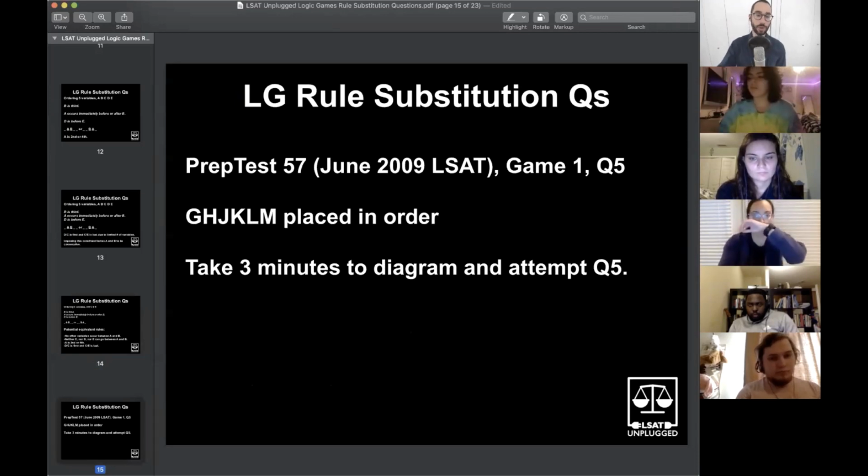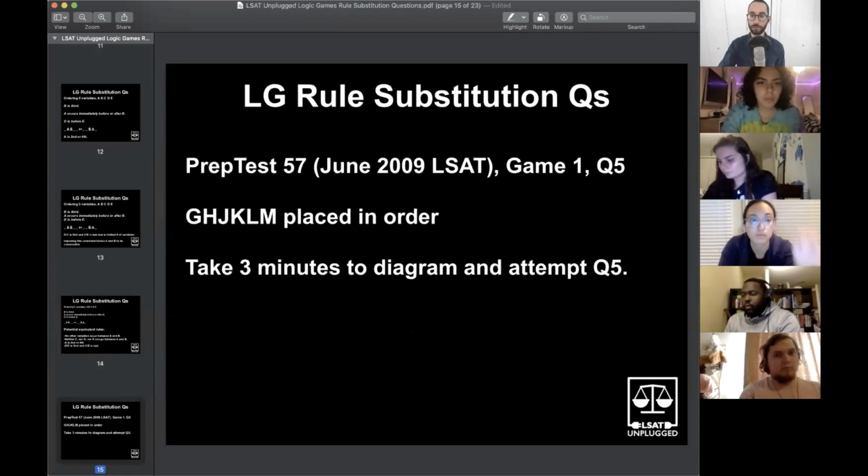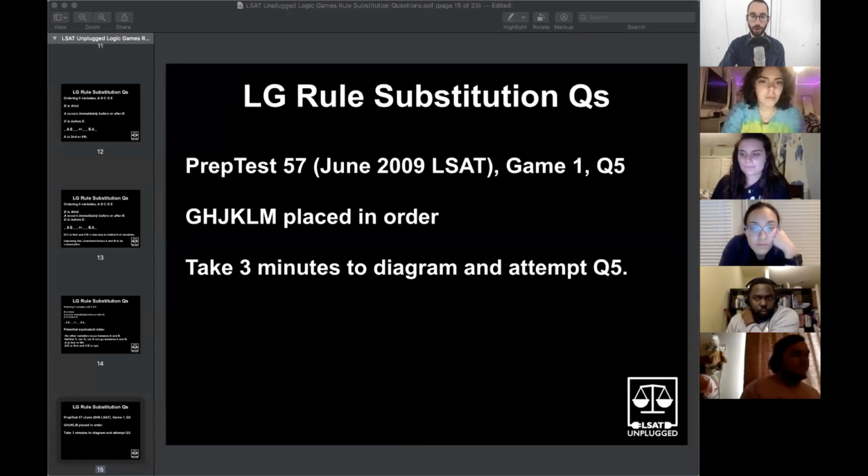If you have it, take a few minutes to diagram and attempt that question, then we'll talk about it. If you don't have access to it for whatever reason, don't worry. We'll still be able to make sense of what's going on despite that. So I'm going to give everyone about 3 minutes to work on this one, and then we'll talk about it.